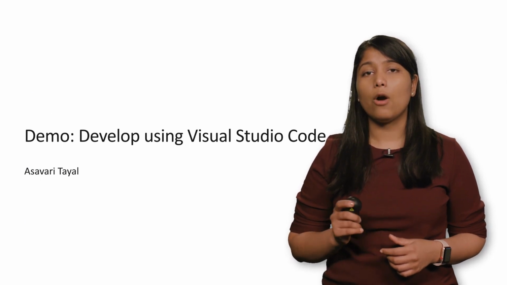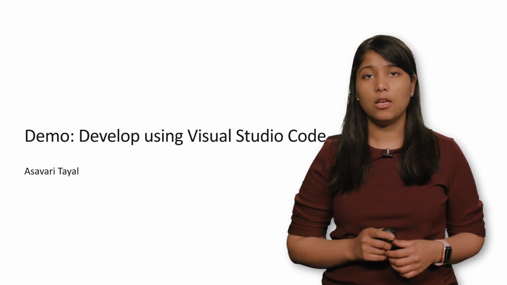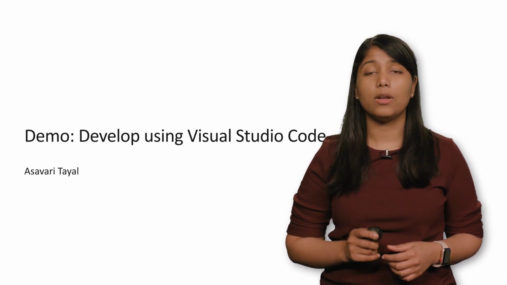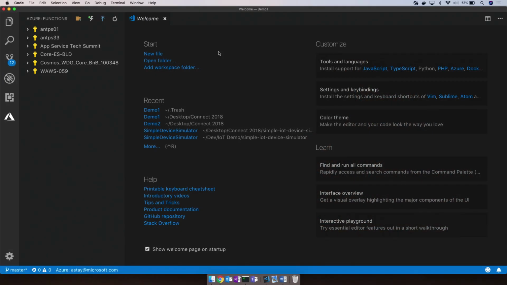Let's take a look at how anyone can get a function up and running in just a few minutes. For this, I'll use VS Code and the Azure Functions extension. So here I am in VS Code on my Mac, and I've already got the Azure Functions extension installed. Since I'm logged into Azure, I can see a list of subscriptions that I have access to.